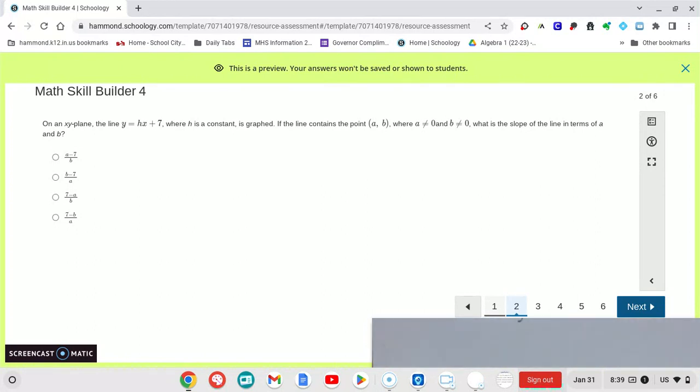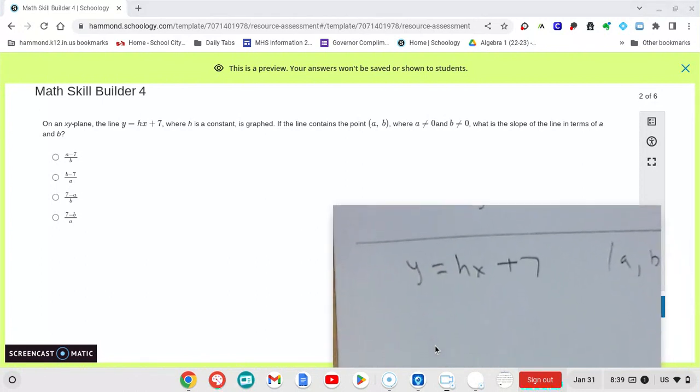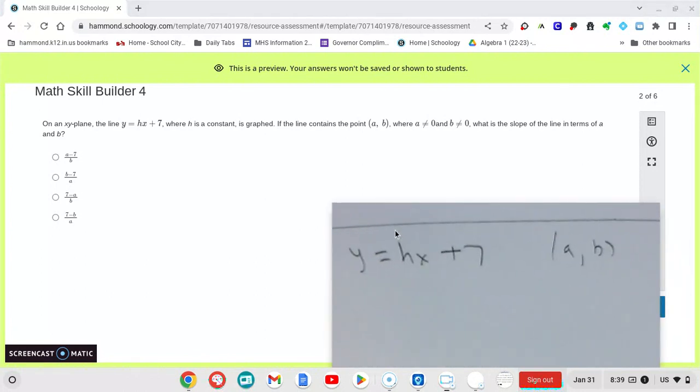All right, let's see what's next. So we have a statement that we're working in the coordinate plane, the xy plane. And we have this equation, y equals hx plus 7. We're told that h is a constant and that the line contains the point AB. And A and B are not both 0. We're told, what is the slope of the line in terms of A and B?